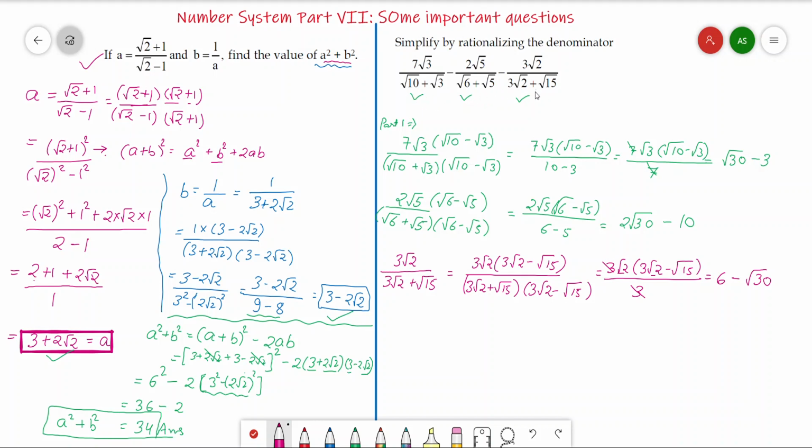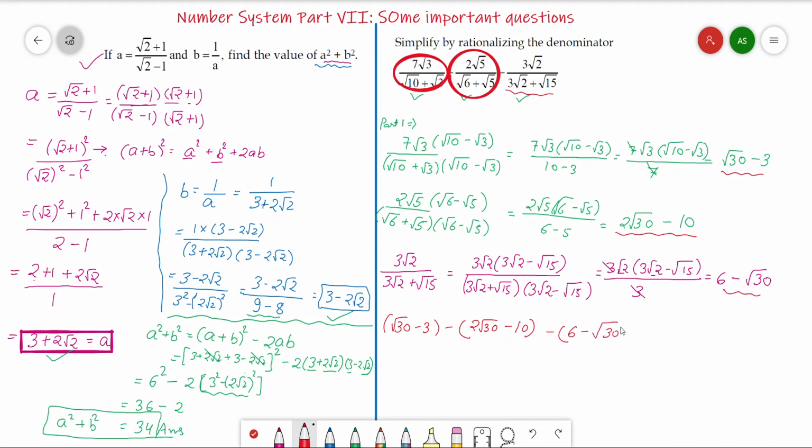Now in place of these values, we can write them like this. Like the first part is this, so in place of this, we'll be writing root 30 minus 3, minus in place of the second, we will be writing this value, that is 2 root 30 minus 10, and then at the third part we'll be writing this, that is 6 minus root 30. Now let us open up the brackets.